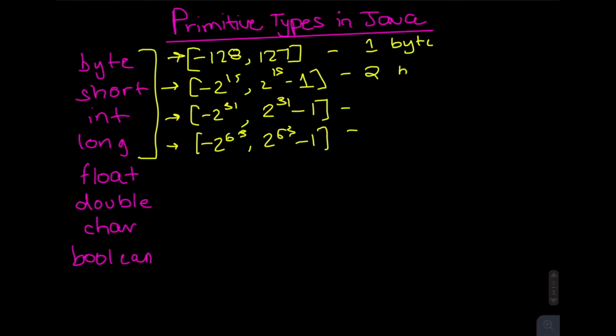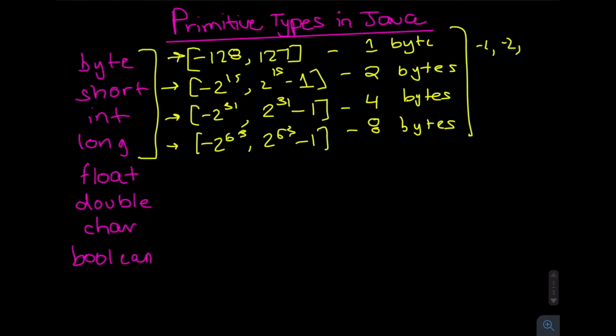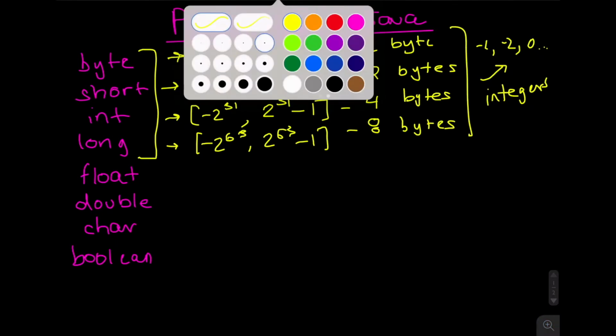Short is 2 bytes, and integer, I believe, is 4 bytes, and long is 8. So it's just in factors of 2, essentially. You could think about 2 to the first, 2 to the second, 2 to the third, that kind of thing. These all hold whole integers, and if you remember from math, it's just basic numbers, 1, 2, -1, -2, that kind of stuff, but not decimals, right? So they all hold integers. I'm just gonna write that: integers, and int obviously signifies integer, right? Int.